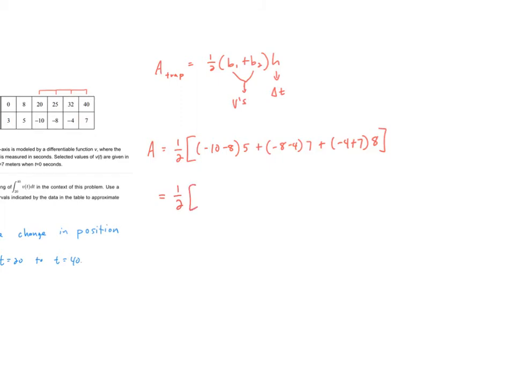Okay, the first thing, -18 times 5, 90. Okay, next one, -12 times 7, 84. And then the last one is 3 times 8, which is 24.